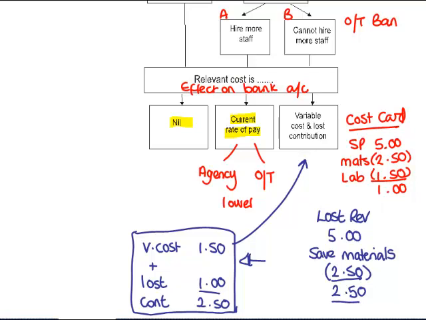So just to summarise then, in a situation where you cannot hire more staff and you've got scarce resources in terms of labour, then the relevant cost is the variable cost of that labour plus any lost contribution that you might actually suffer because of having to move them from one thing to another.